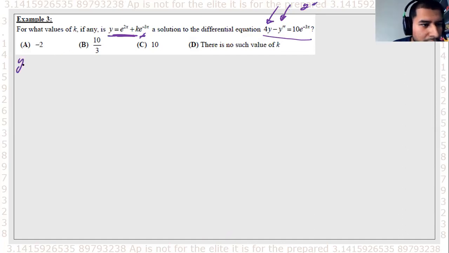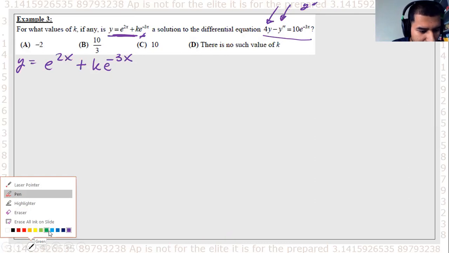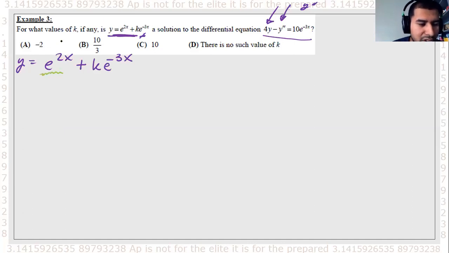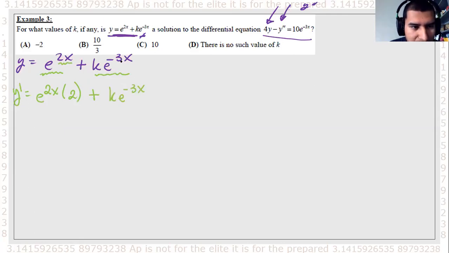So let's start off with whatever y is: e to the 2x plus k e to the negative 3x. Don't be scared about the k, guys. It's pretty much a constant, so if you derive it, it just sticks along. So let me go ahead and derive this. Derivatives with exponentials should not worry you. You just pretty much copy and paste them. So y prime equals copy-paste e to the 2x, and the derivative of the exponent is just 2. Plus the copy-pasted version, because it's an exponent, e to the negative 3x, and the derivative of the exponent, keep in mind it has that negative, is negative 3.